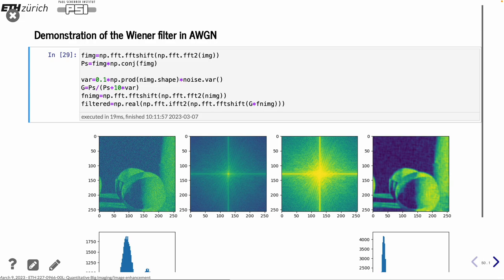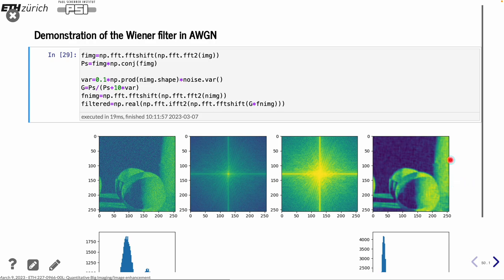So here we try doing something like that. One way is to just compute the power of the Fourier transform of the two images. That is done by having the Fourier transform of the image multiplied by the conjugate of it, and then we have our power spectrum. Then we compute what variance we have and compute the filter kernel. And the filter kernel then looks something like this.